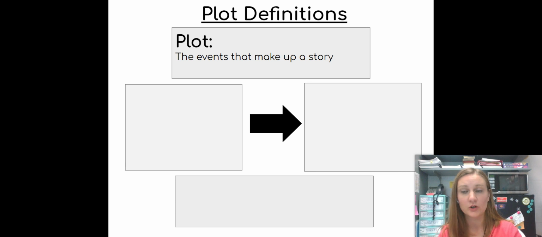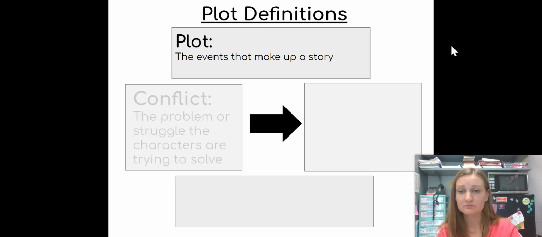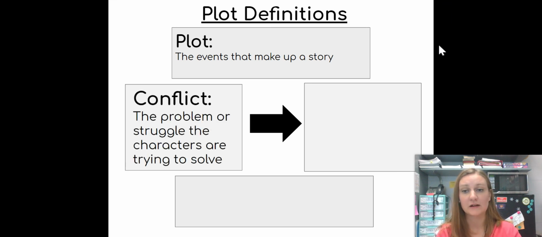That definition is one that was missed by quite a few students. So we need to understand that the plot is the events that make up a story. So you have a plot map, and everything on that plot map is the story. So we just need to know that plot is the events that make up the story. Conflict is the problem or the struggle that the characters are trying to solve. Just like in real life, if you have a conflict, it's a problem.